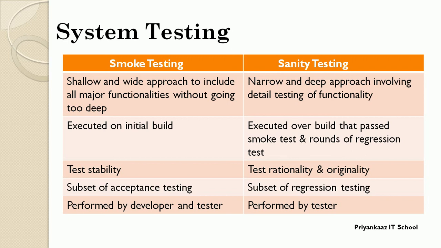So whenever the developer develops the application, the developer will first check whether the build is executable, and only then will release that build to the tester. Clear? For testing purposes. That's the reason both developer and tester are involved in smoke testing. In sanity, it is always done only by the tester. Clear? So this is all about smoke and sanity.